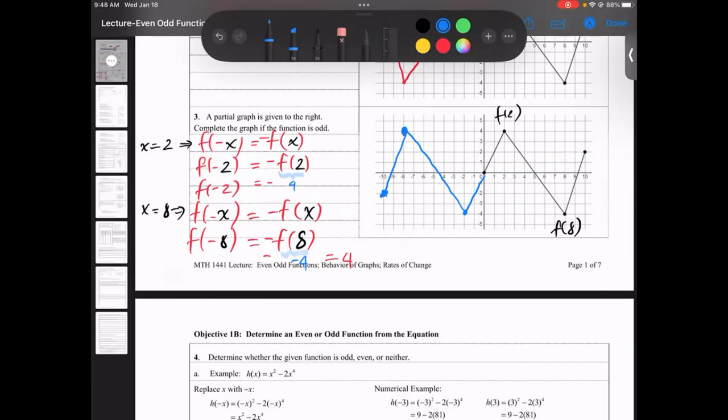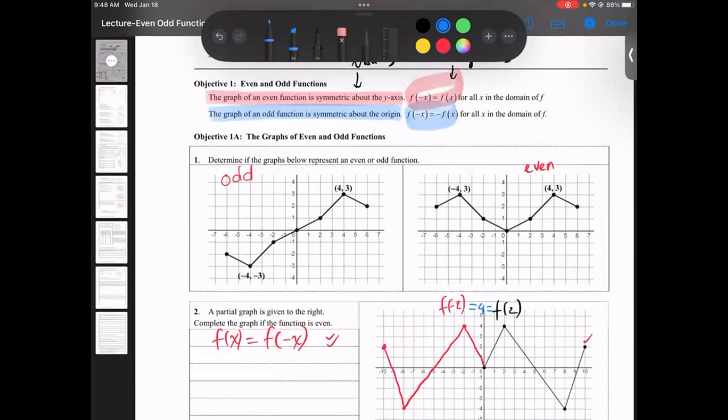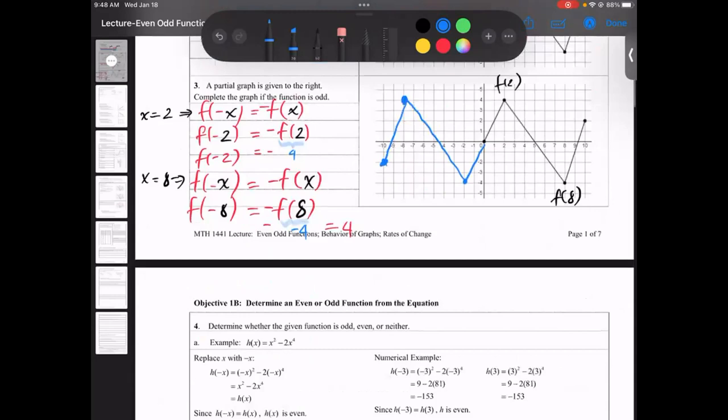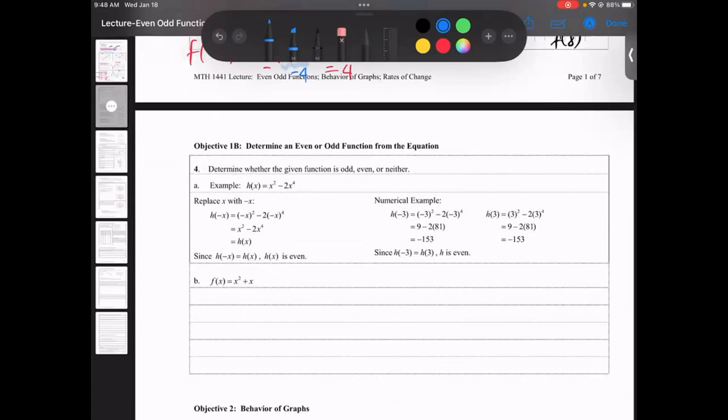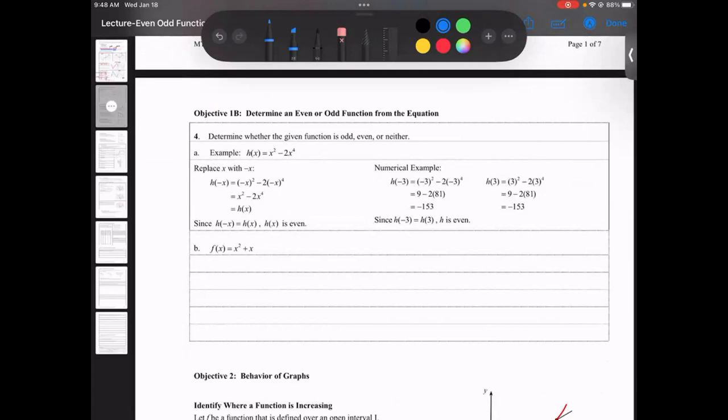There's many ways to do this. If you're good visually, you can just plot it. If you're not good, you can use math. Do you have any question on objective 1A? Objective 1B, we're going to determine odd and even function using algebra. Given, I'm going to go straight to B.